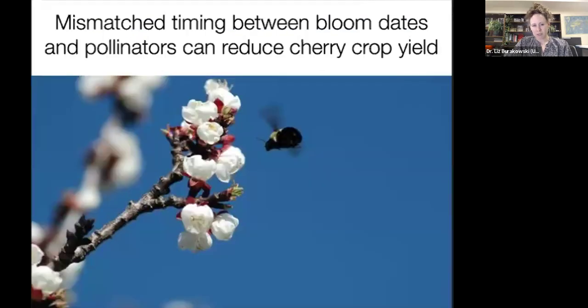So what are the impacts of this? Well, one of the things that we worry about is the mismatched timing between those bloom dates and the hungry and/or wonderful pollinators that are contributing to the wonderful fruit that we all love to eat from these trees. So cherry trees, they do rely on pollinators. And if you have an early bloom date and then a sudden cold snap, you might find that the pollinators are no longer able to pollinate those cherry trees. And you start seeing a decrease in the crop yield. And this could be the crop yield for humans.